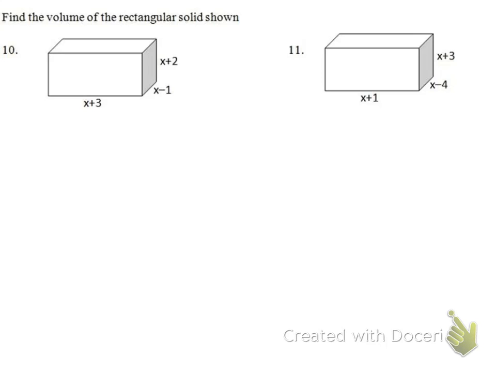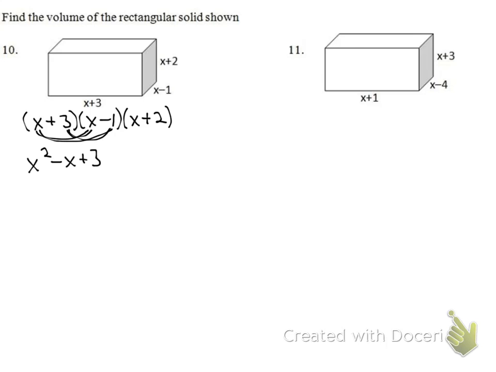On number 10, we're looking at the volume of the rectangular solid, and 11 for that matter. And what we're going to do here is, if you remember, volume of a rectangular solid is you multiply all three dimensions. So it's really going to be x plus 3 times x minus 1 times x plus 2. So we'll multiply the first two together. I get x squared minus x, then 3x minus 3. So that comes out to be x squared plus 2x minus 3.